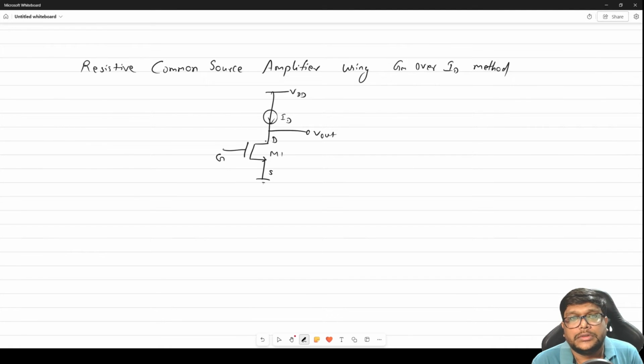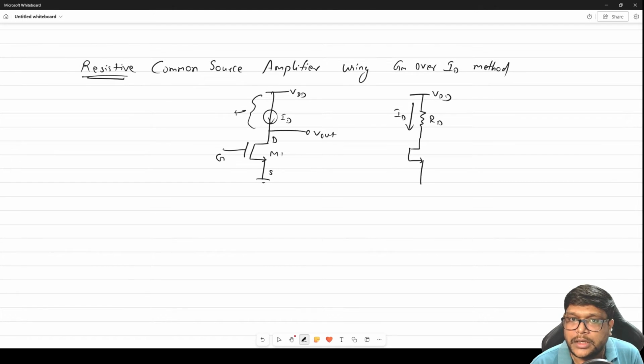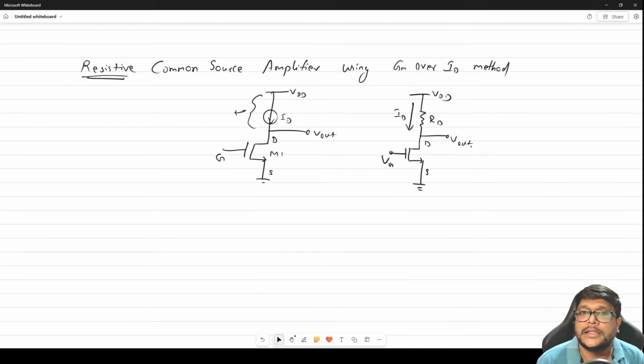Okay. So if we do a resistive common source, our load will be resistive. So this current source will be a resistive current source, meaning we will replace this ideal current source with a resistance. So this will be RD, VDD, and the current that flows through this will be ID. And then we can say this is also a resistive load, a single stage common source amplifier.